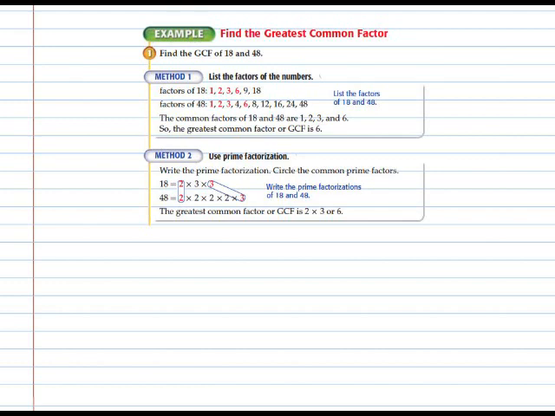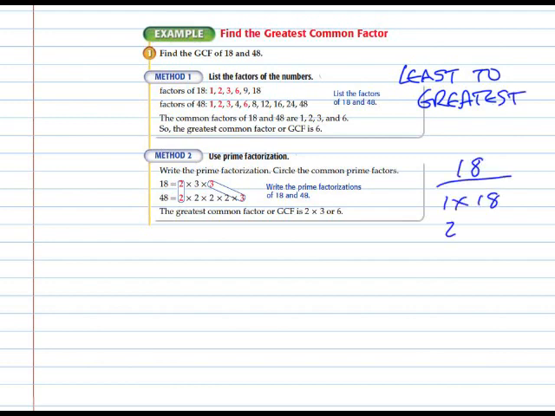One is to simply list all the factors of the number. Notice that these factors are listed in order from least to greatest. That's crucial that you do it that way. This is very difficult for most students. A suggestion would be to make a factor tower if you insist on doing it this way. 1 times 18, 2 times 9, 3 times 6. Then if you list your factors from least to greatest, it looks something like that. Makes it a little easier. Still difficult for most students. 48 in this example would be very difficult.